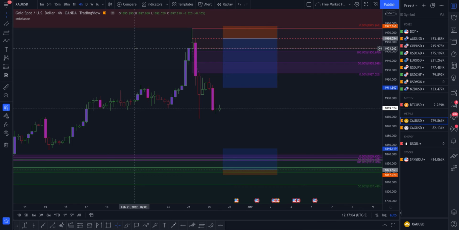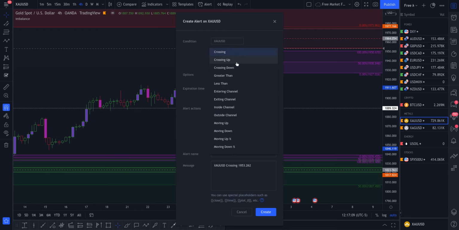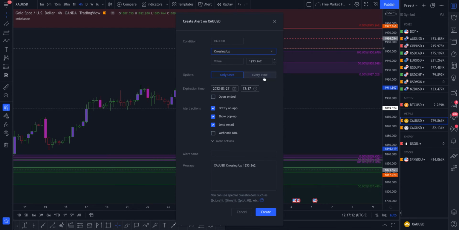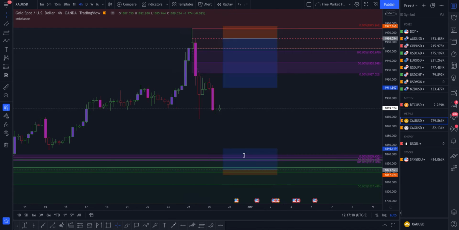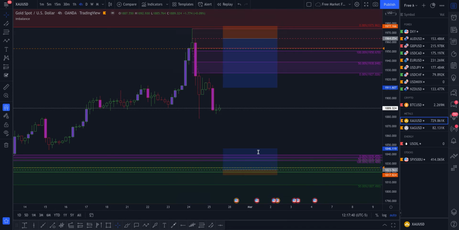I do trade gold, so I'm going to set up an alert there. Add an alert, crossing up every time, 4-hour supply zone. Okay, we'll set them over here as well. Proximal line here, add alert. Go in and edit this. Crossing down every time, 4-hour demand zone. Okay, all right. So looking for trades there.